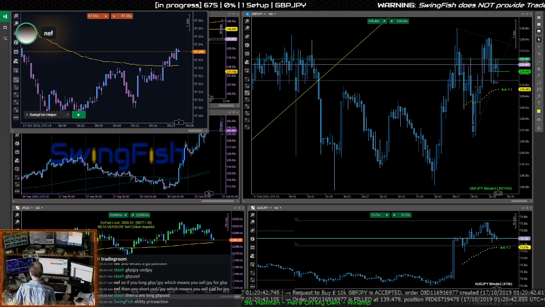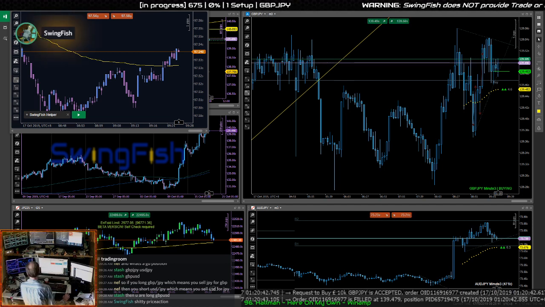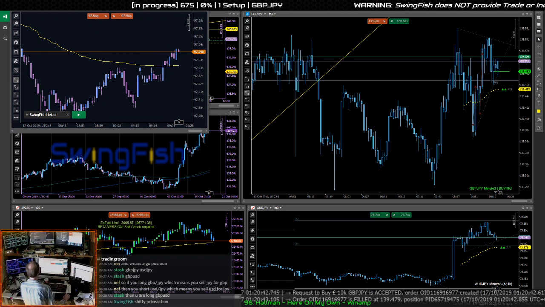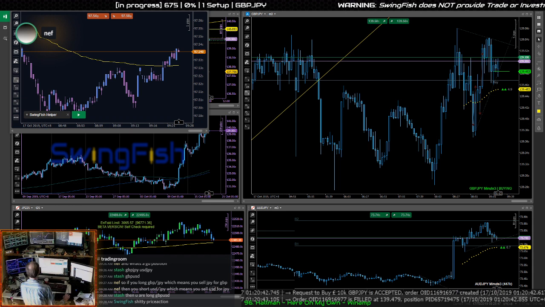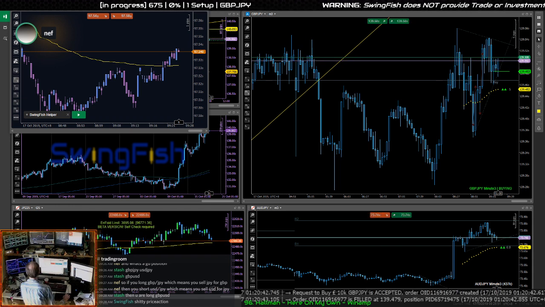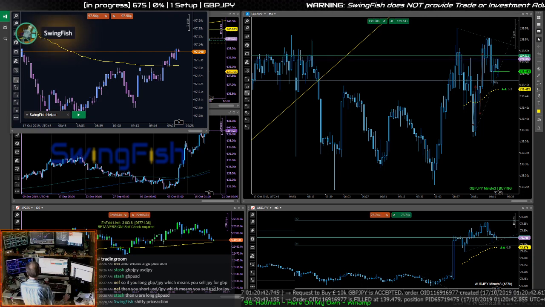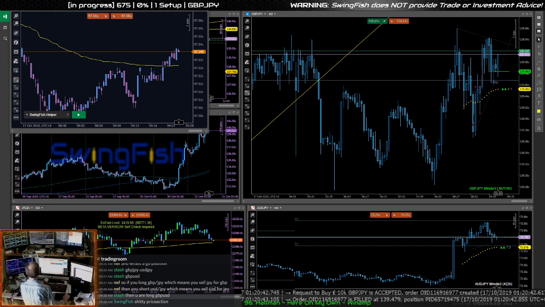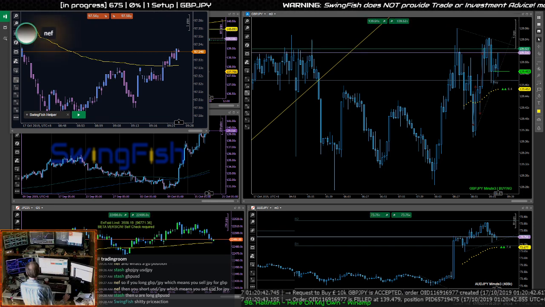Is that pound yen in their screenshot? Yeah, it's a 15 minute. Because it's shitty price action, would you take off size? Would you hedge your trade like 50% or something like that? No, don't trade it. They just did trade it though.